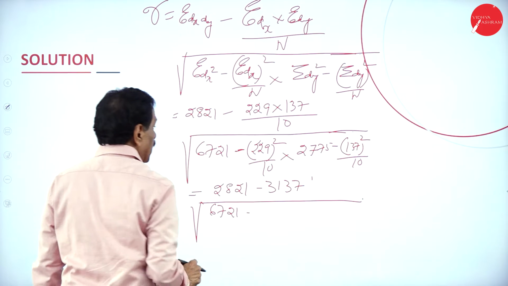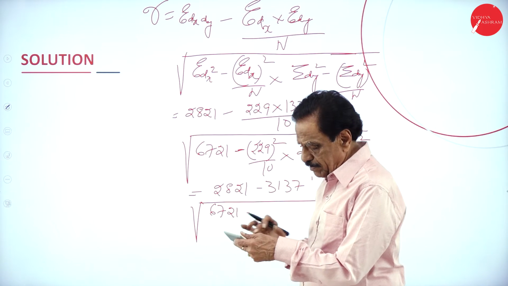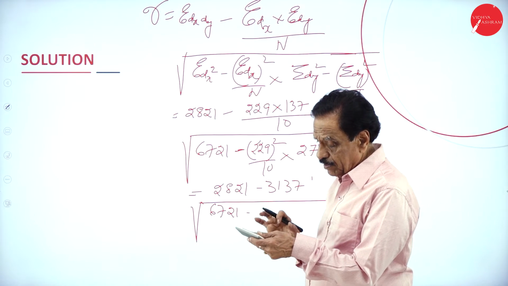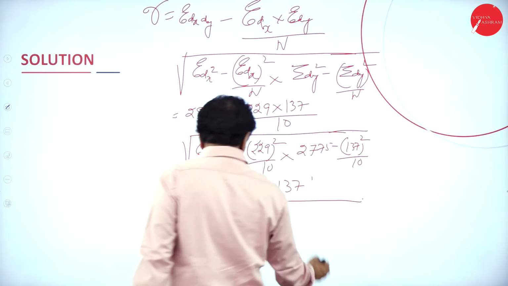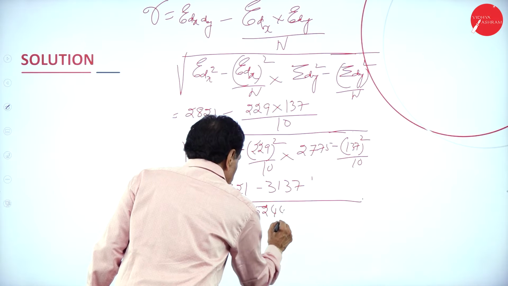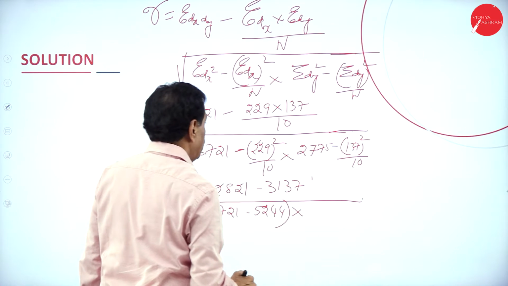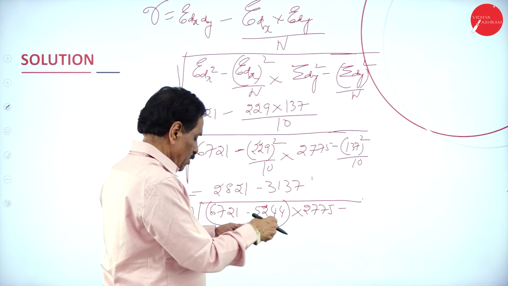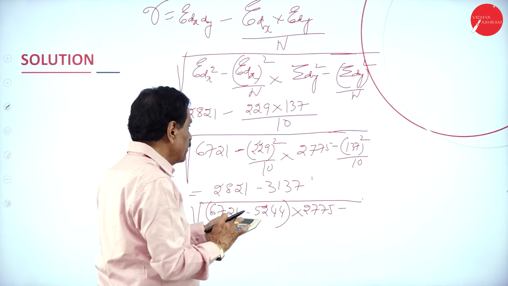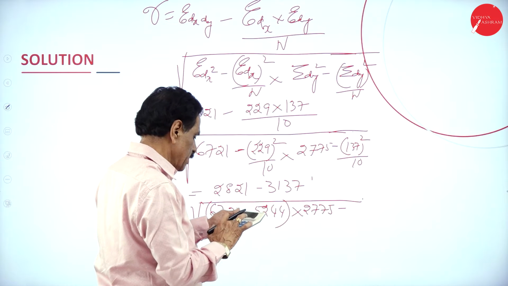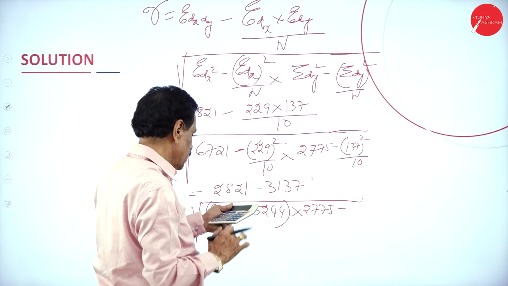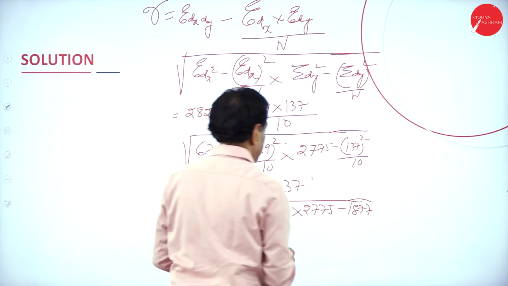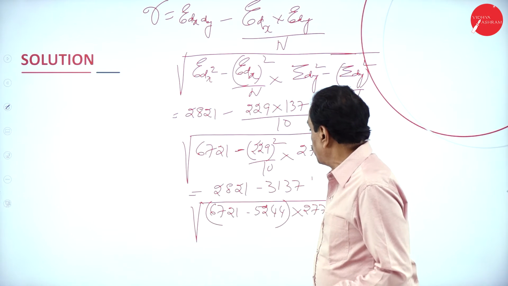6721 minus 229 into 229 divided by 10, 5244, into dy square 2775 minus 137 into 137 divided by 10, 1876.9, we can say 1877. Simplify this.